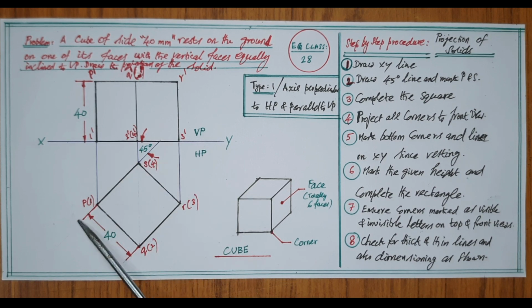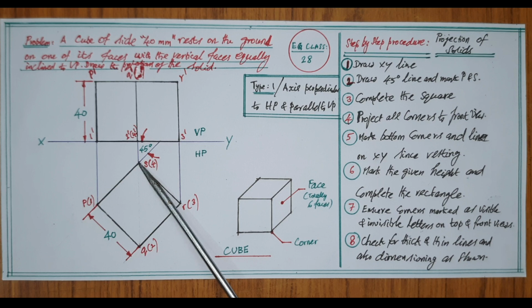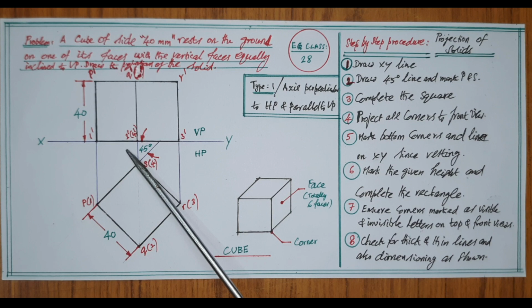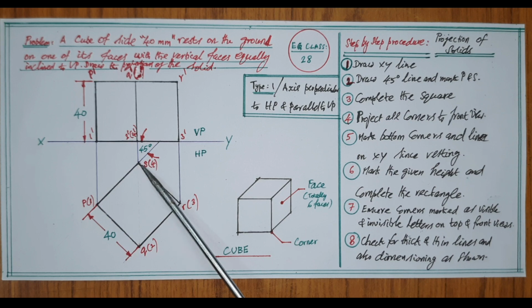Draw a 45-degree thin slope line below XY line either on left side or right side as given in problem, if any. Since it is not given, here any side may be drawn. Now mark a point on the inclined line, that is S, at any approximate distance from XY line, since distance is not given. Now fix a 40 millimeter length of the square on the inclined line from that S point, that is point P.